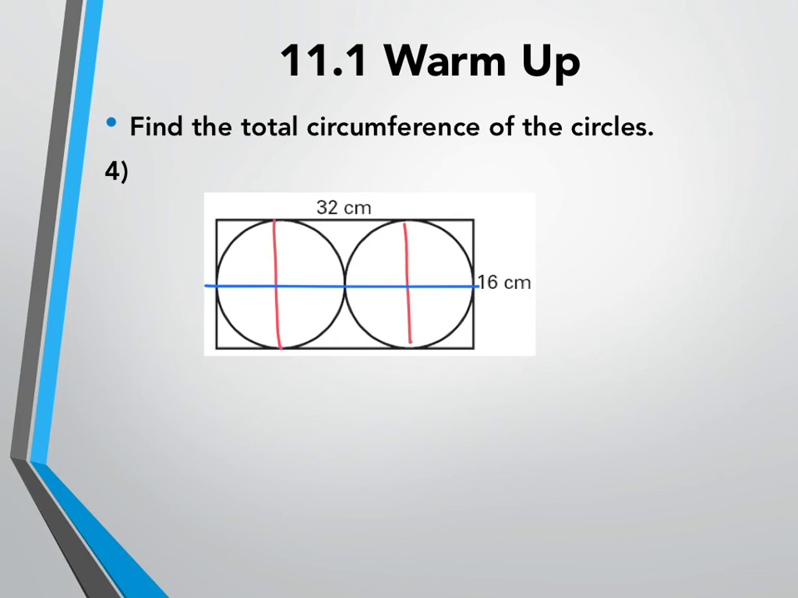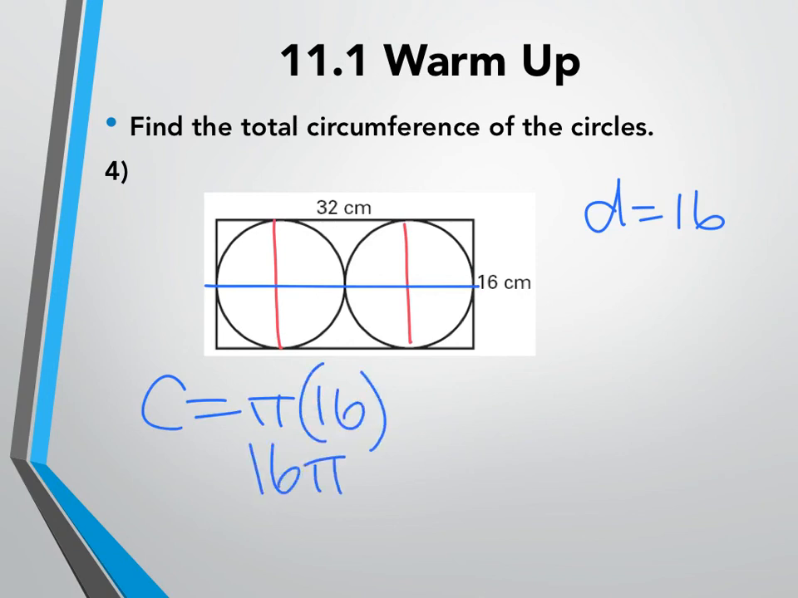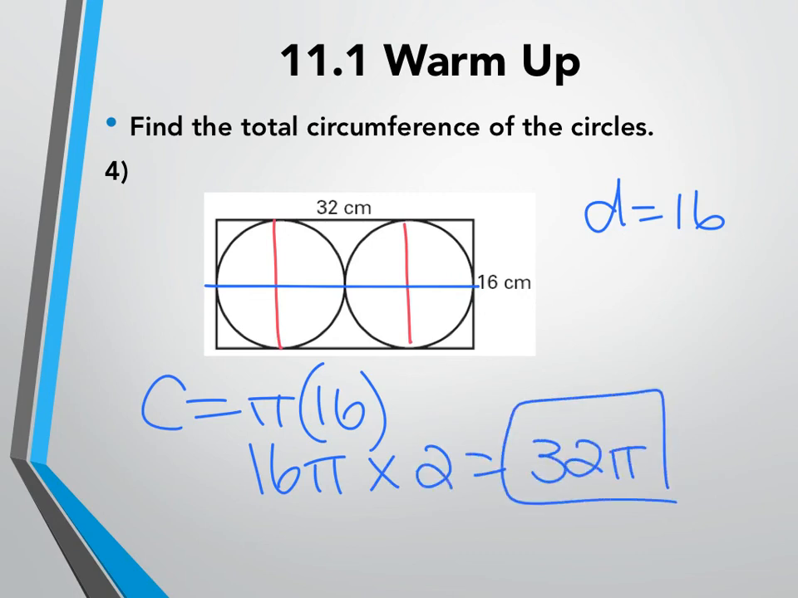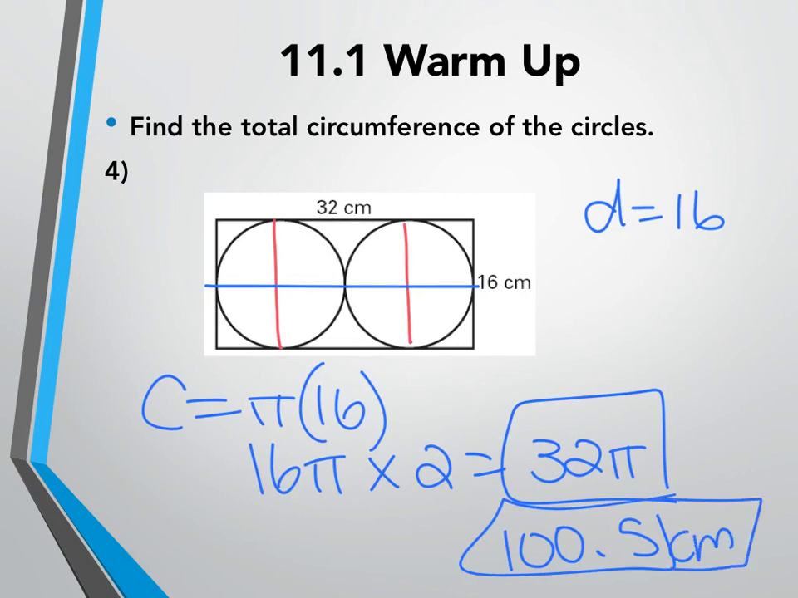What's the radius or the diameter? Let's start with the diameter. What's the diameter of each circle? 16. So if I wanted to use the circumference as pi d, it's just 16 pi for each circle. Double it, and it's 32 pi. So without a calculator, it looks like that. And then with a calculator, it's 100.5. This, again, gave you a measurement of centimeters. Questions on that one?